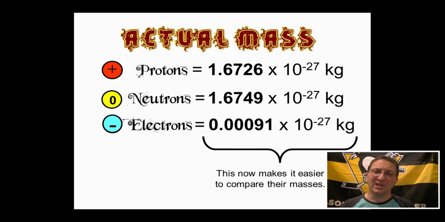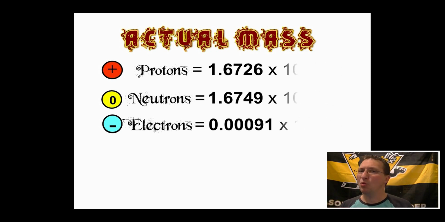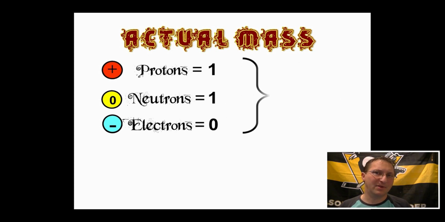All right, so if we look at it this way, it's now easier to compare all of them, right? The mass of a proton is 1.6726 times 10 to the negative 27th kilograms. The mass of a neutron is 1.6749 times 10 to the negative 27th kilograms. And now we can look at the electron, which is 0.00091 times 10 to the negative 27th kilograms. Now they're all in the negative 27th kilograms, and it's clear that the electrons are much, much smaller than the other two. But because the exponents are all the same, we can get rid of them. So let's wipe all that out except for the first numbers.